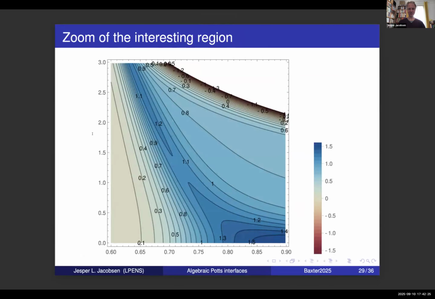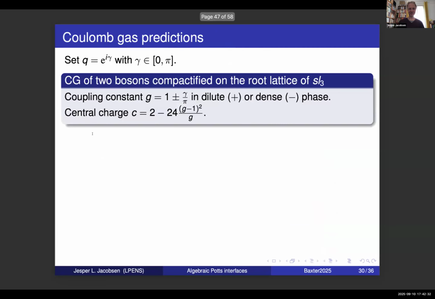I can zoom in on the interesting region. You can see, indeed, I get the central charge 1.2. And using Coulomb gas predictions based on using these arrows to transform the model into a Hyde model that lives on the weight lattice of SL3, I can make Coulomb gas predictions for the coupling constant and for the central charge.